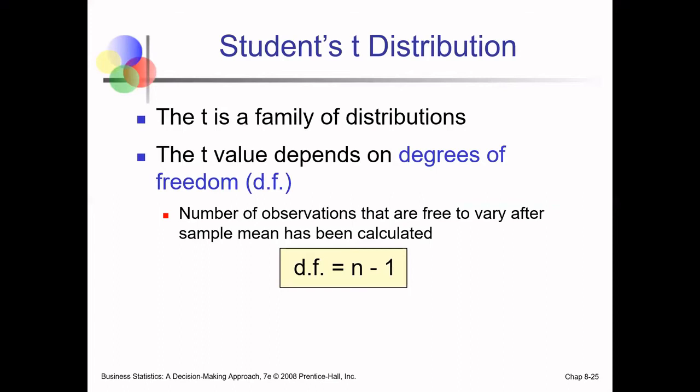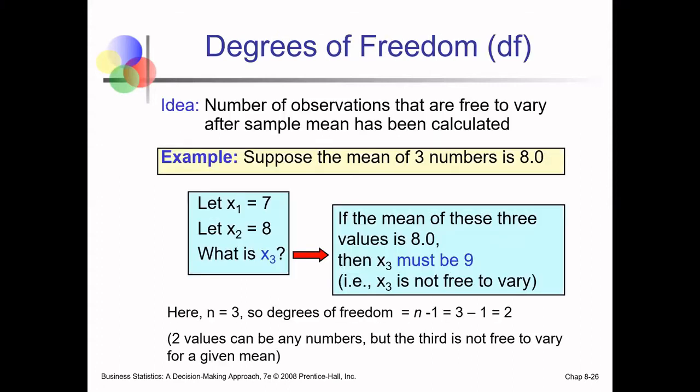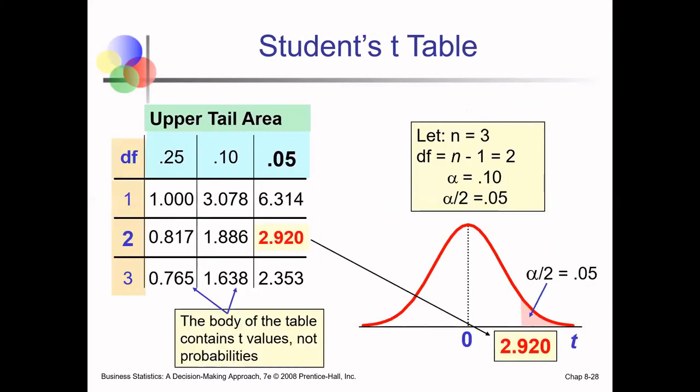Here is a new small concept, degrees of freedom. Degrees of freedom is the number of observations that are free to vary after the sample mean has been calculated. Usually we use n minus 1, for any sample size. For example, if n is 10, then 10 minus 1 is 9. So this is the complete structure, and this is the way to identify the table value.